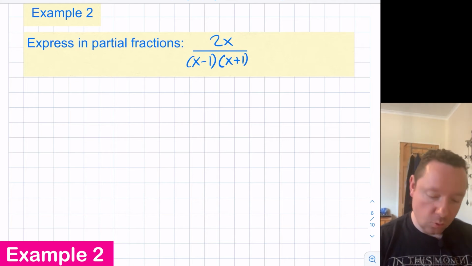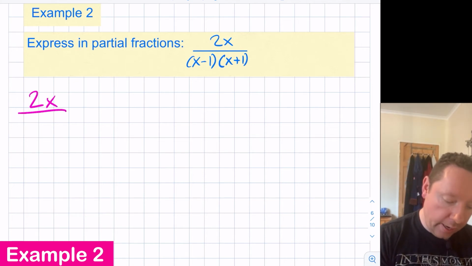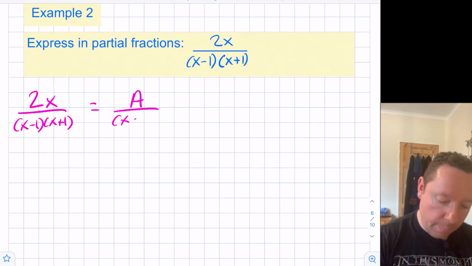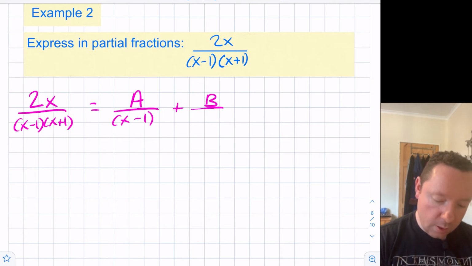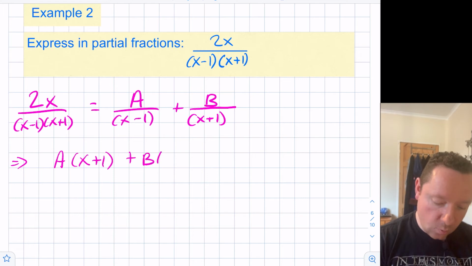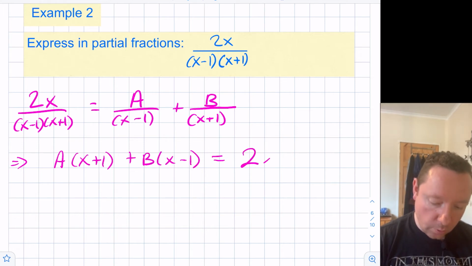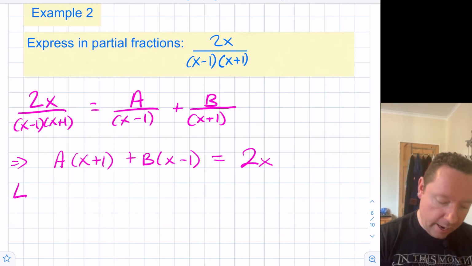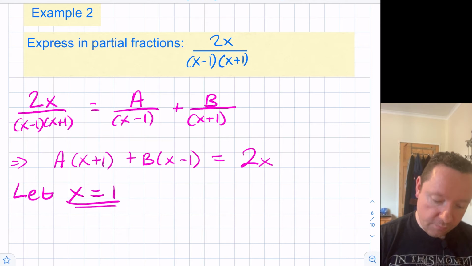2x over x minus 1, x plus 1. So again, it must be 2x over x minus 1, x plus 1 equals a over x minus 1 plus b over x plus 1. So that implies that a times x plus 1 plus b times x minus 1 must equal 2x. Now let's do a little trick with this one. Instead of solving any simultaneous equations, we can let x be any number, because x could be any number. So why don't we just say, let's let x equal 1, because that will eliminate this whole thing.